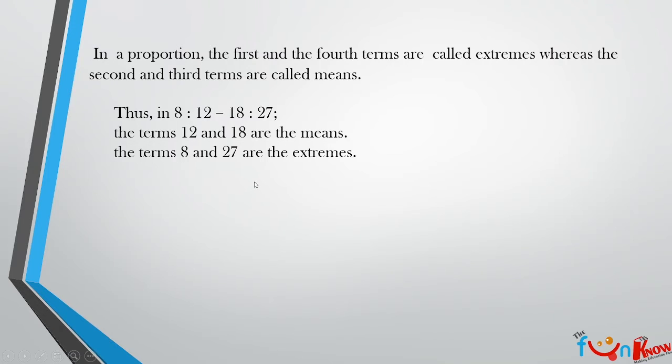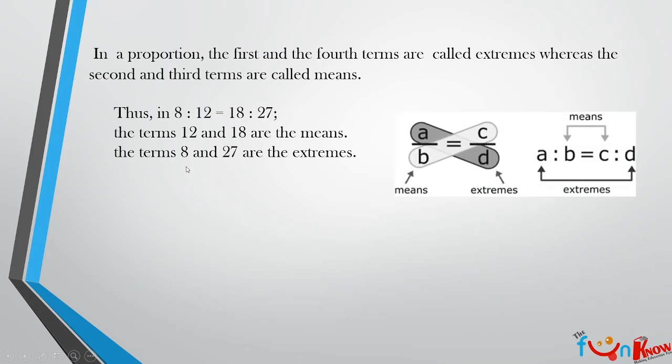So 18 and 12 will be the mean terms and 8 and 27 will be the extremes. How are we going to find it out? As they have given over here, if we write this as 8, this is 12, this is 18, this is 27, then this will be 12 and this will be 18. So 12 and 18 will be known as the means and this part will be known as the extremes, which will be 8 and 27. So 12 and 18 are means and 8 and 27 are extremes.